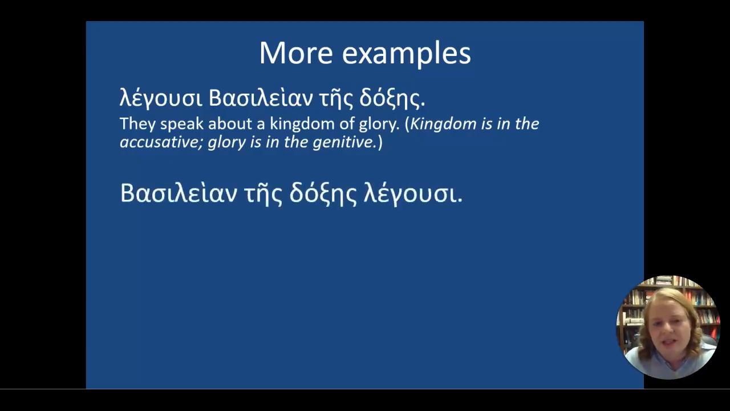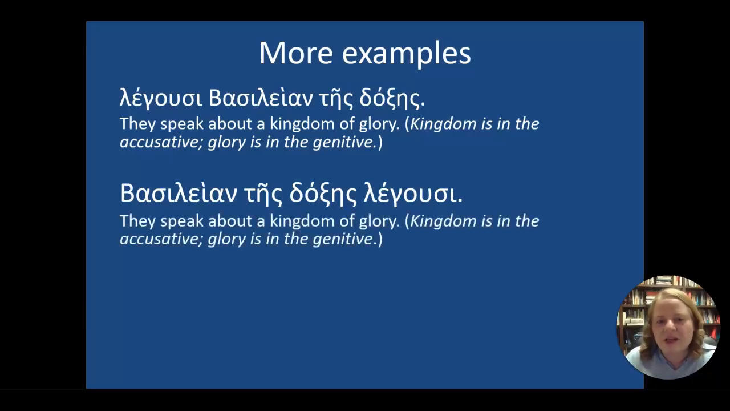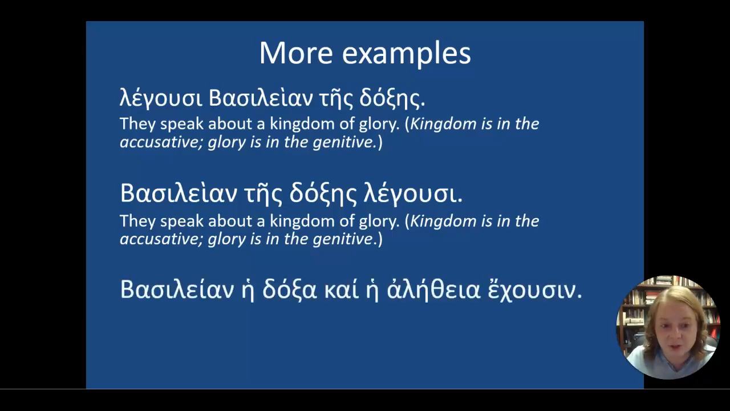How about this one? Basilean, tes doxes, legusi. They speak about a kingdom of glory. It's still they who speak. Basilean can't be the subject because it's not in the nominative. Tes doxes can't be the subject. It's in the genitive, so it's got to be a kingdom of glory. They speak about a kingdom of glory.